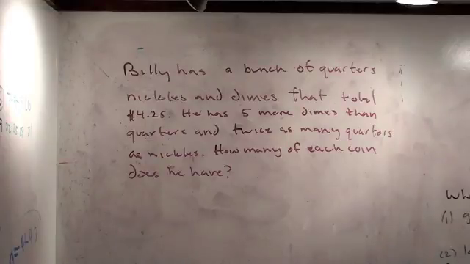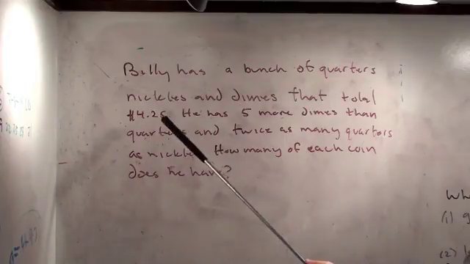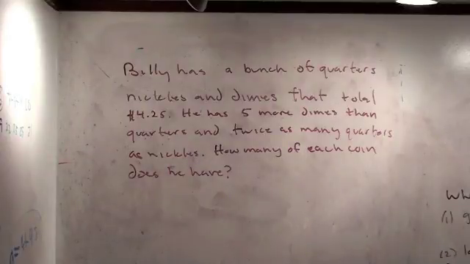Billy has a bunch of quarters, nickels, and dimes. So he has a big pile of coins, quarters, nickels, and dimes, that total to $4.25. He has 5 more dimes than quarters, and twice as many quarters as nickels. How many of each coin does he have?